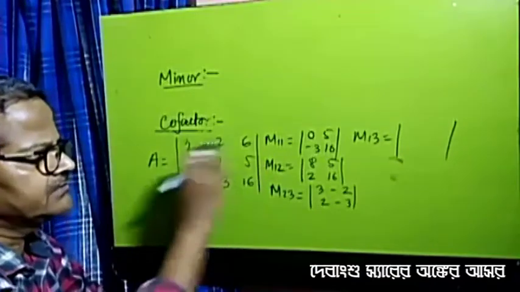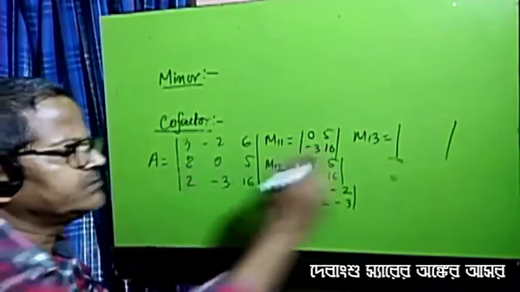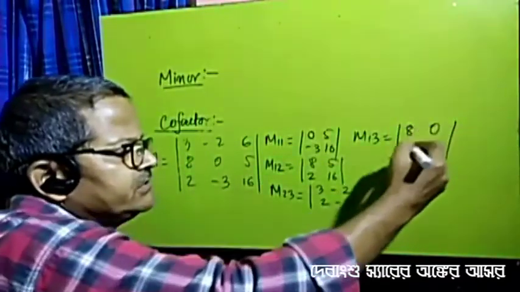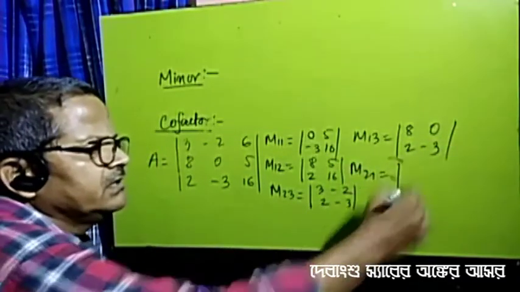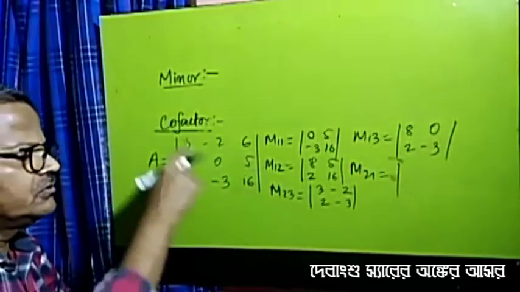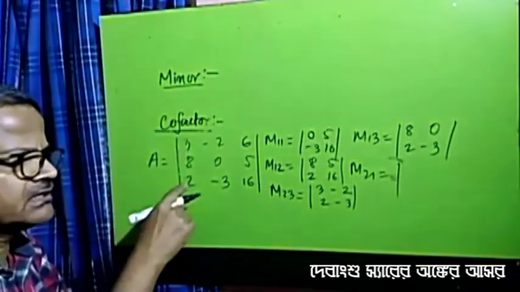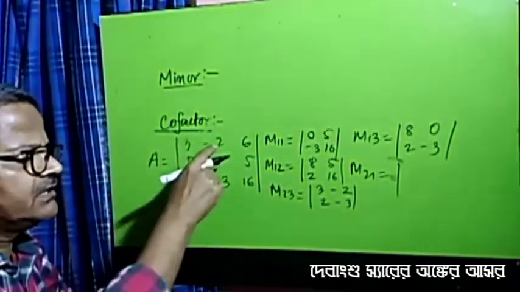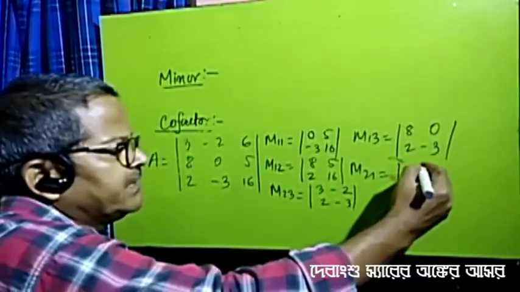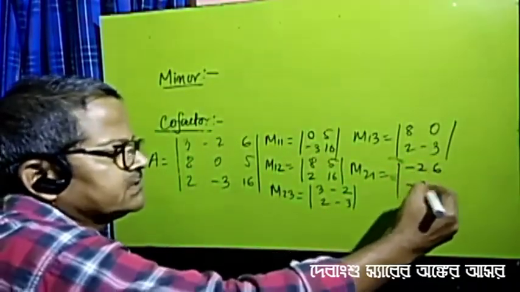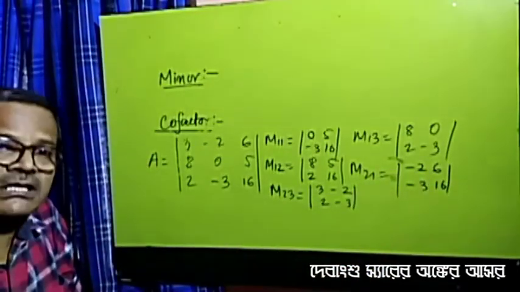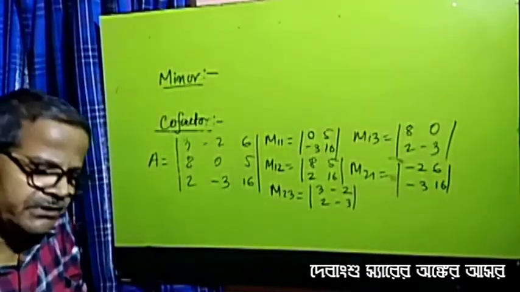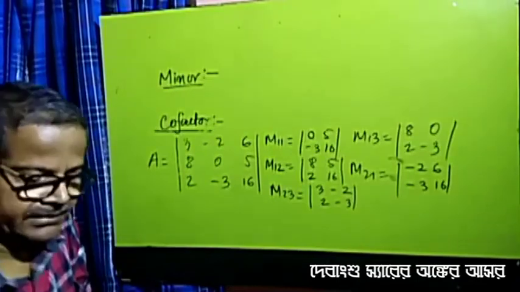First row, second column are covered. So 8, 0 and 2, minus 3. M21, that is second row, first column. Second row, first column covered, so only remaining is minus 2, 6 and minus 2, 16. Likewise, we can find all the minors corresponding to all the elements.